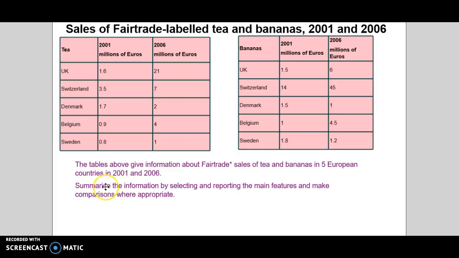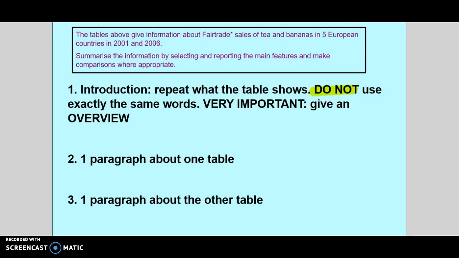So here you have already a title that is a big help for your IELTS writing introduction. And then pay attention, you don't need to speak about every single number in the table, but you need to summarize. So you need to report and select the main features. So it doesn't need to be about every single number, but you need to look at what you think the main features are. Let's have a look at how you can start, for example.